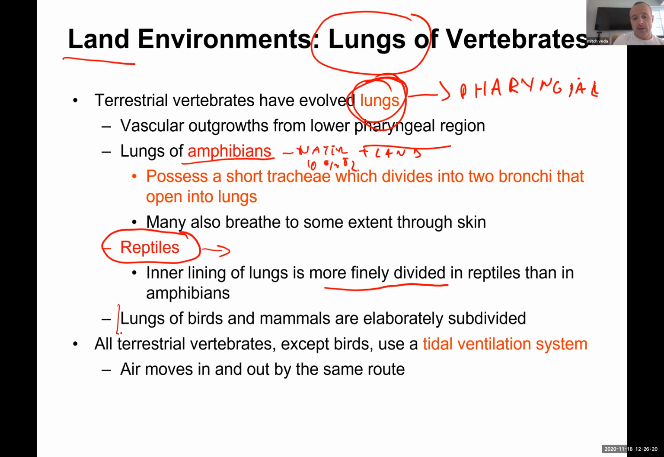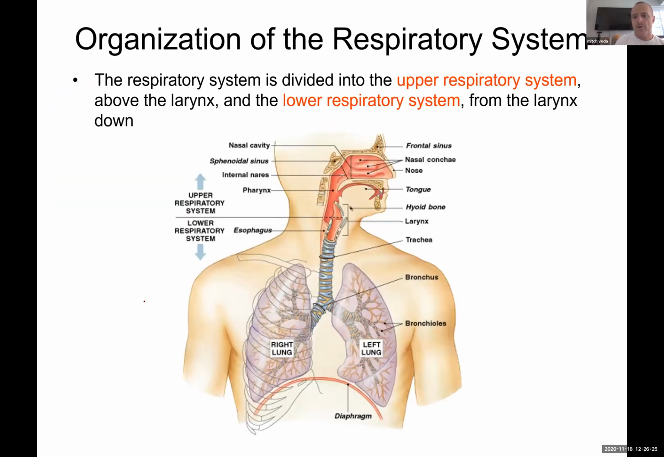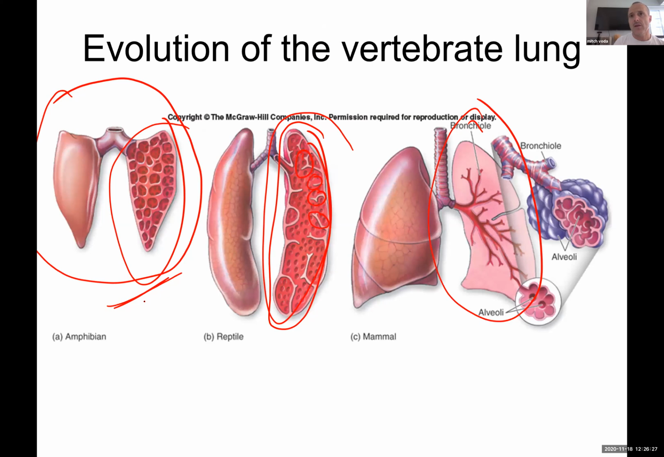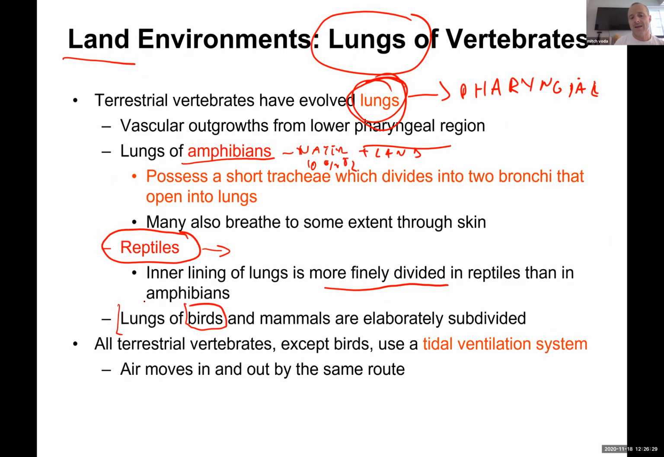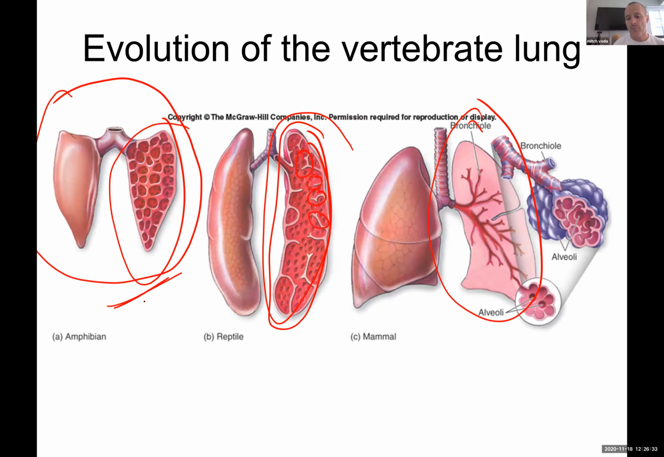Birds are the next one. Now, the lungs of birds are a little bit different. Why? Because birds spend most of their time in air flying. So birds are using a very interesting way of breathing.